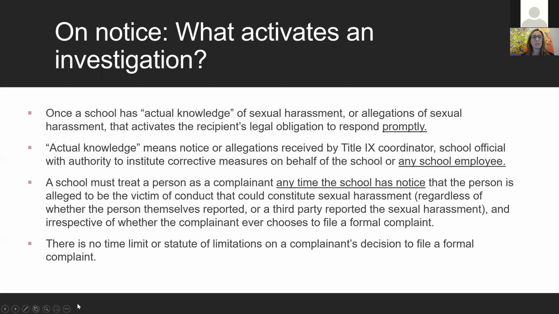Something else that has changed is that for any decision to file a formal complaint, there's no statute of limitations. It used to be that they could not file a complaint after 180 days. So that's gone away. So they can file a sexual harassment complaint at any point in time.